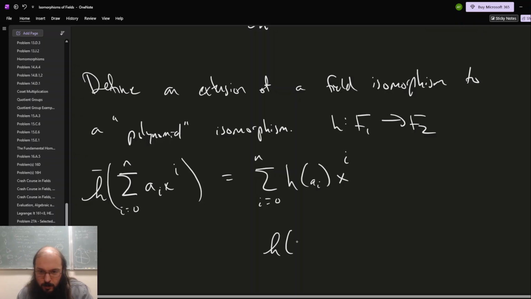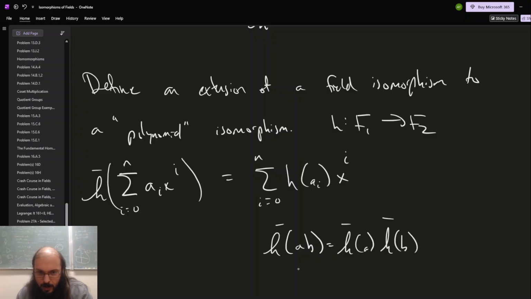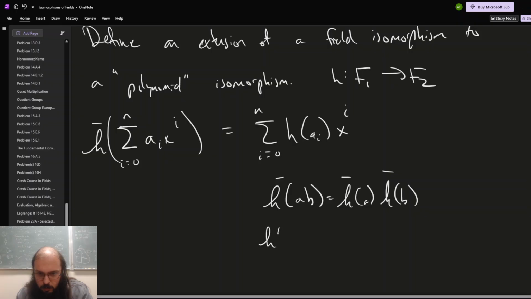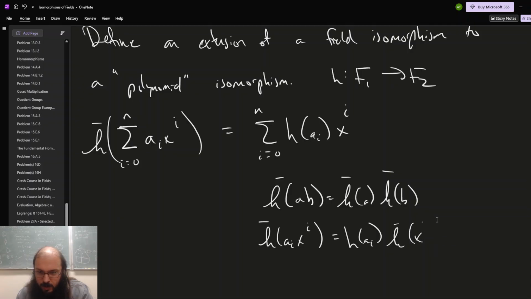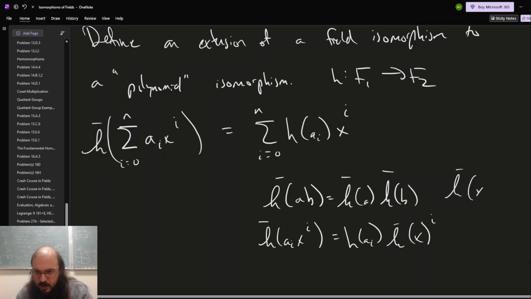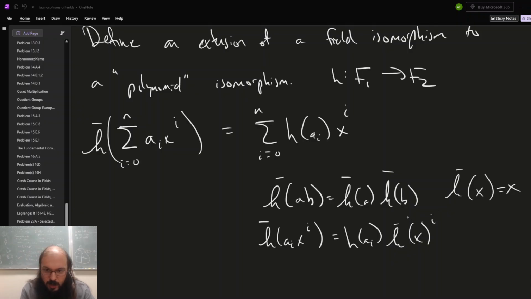Because since it's a homomorphism, we know it's supposed to be multiplicative, right? And so on any given monomial, you have an AI x to the I, you get this H of AI, the normal H, because AI is a field element. And then you get this. And because it's a homomorphism and continues to be multiplicative, I can put that I outside. And so what we should do is define the fancy H of X to just be X. And then we're going to just let it roll from there.